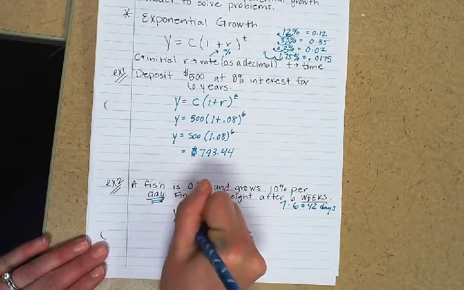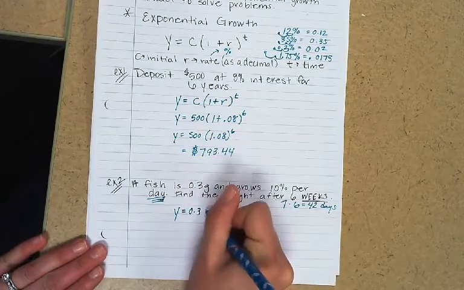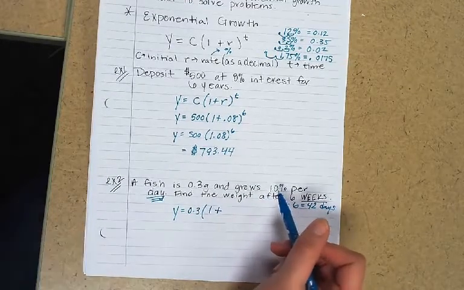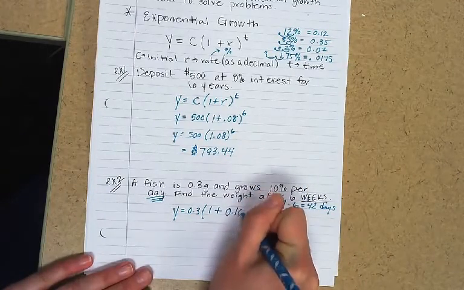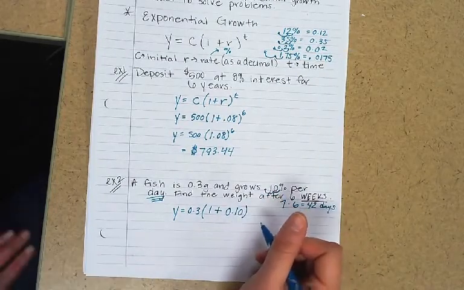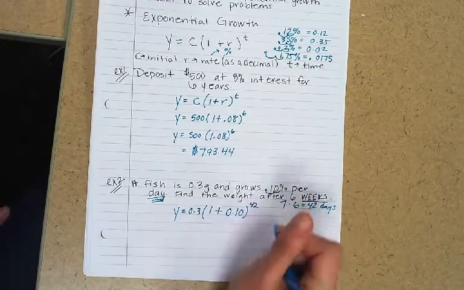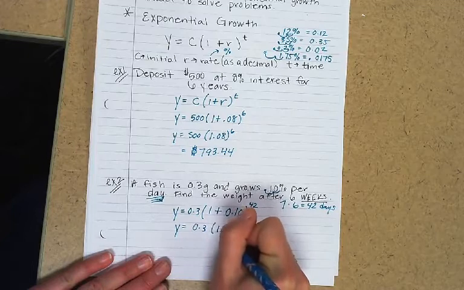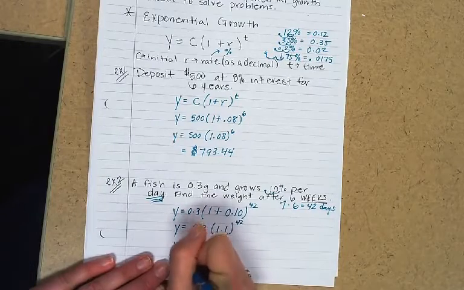You have to pay attention to what unit of measure they're using. Okay, so y equals the initial times 1 plus our rate as a decimal. So write in what our rate is as a decimal. Take that decimal place and go 2 spots. And then, like I said, we're measuring it in days. So if it's 6 weeks, that's 42 days. So y is 0.3 times 1.1, you can add the 0 if you want, but you don't have to, to the power of 42.